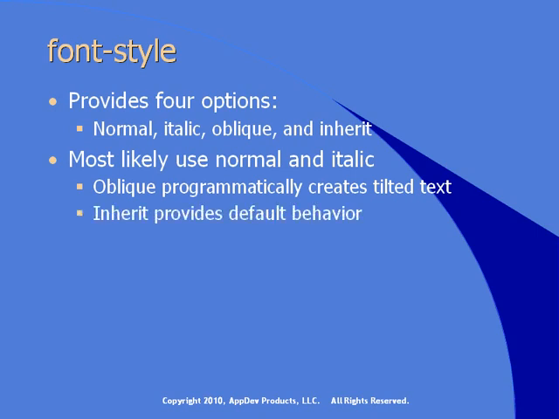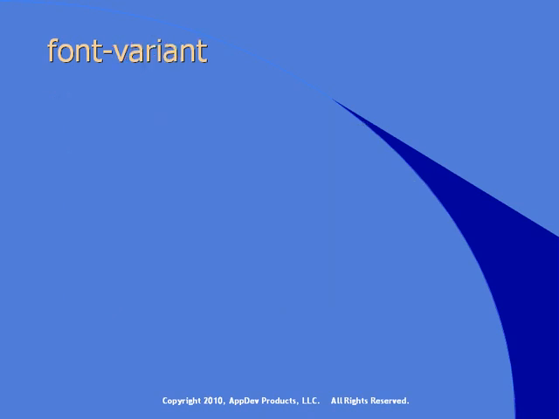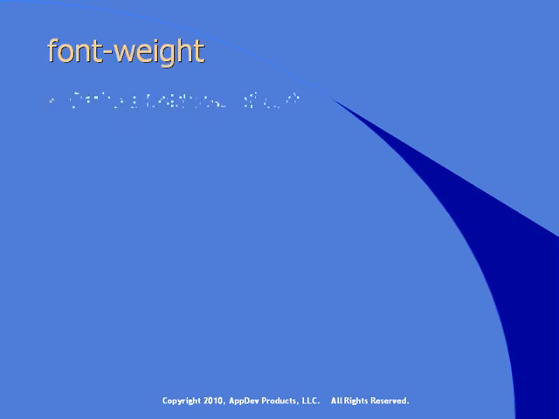Inherit provides the default behavior for the container of the current control. That is, it inherits from the parent element, and that's the default behavior. The syntax looks something like this. You'll just say selector, and then in curly braces, font style, colon, one of these four values, normal, italic, oblique, or inherit. The font variant style allows for normal or small caps, and that's it. So you'll look at syntax something like this, where you specify the font variant style and then either small caps or normal.